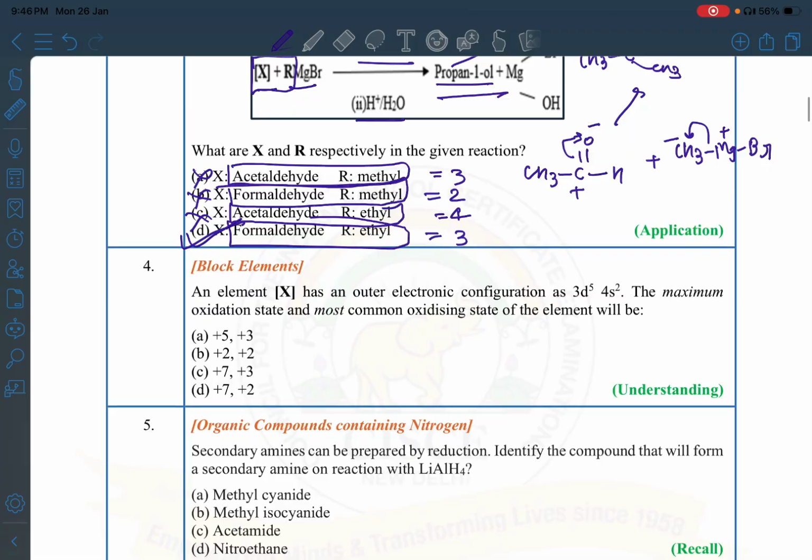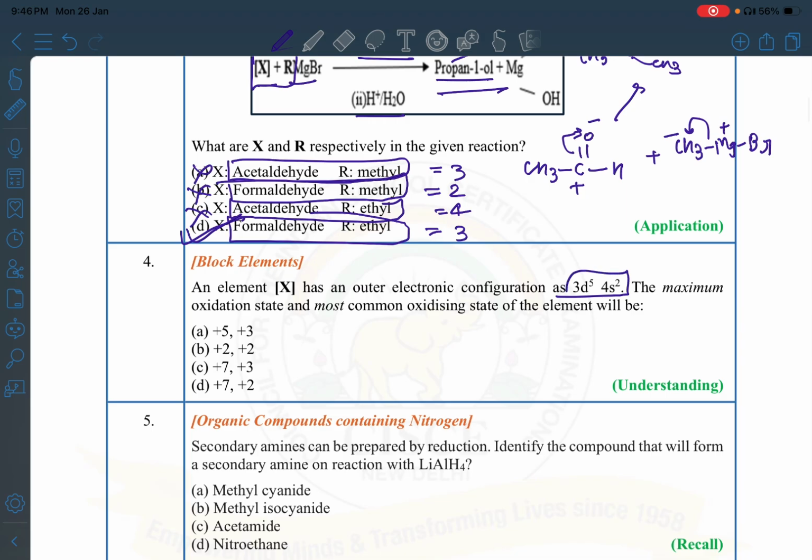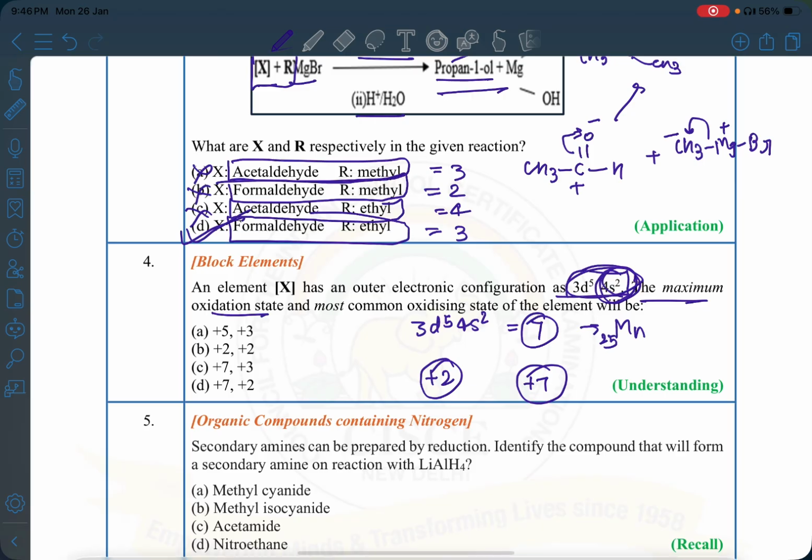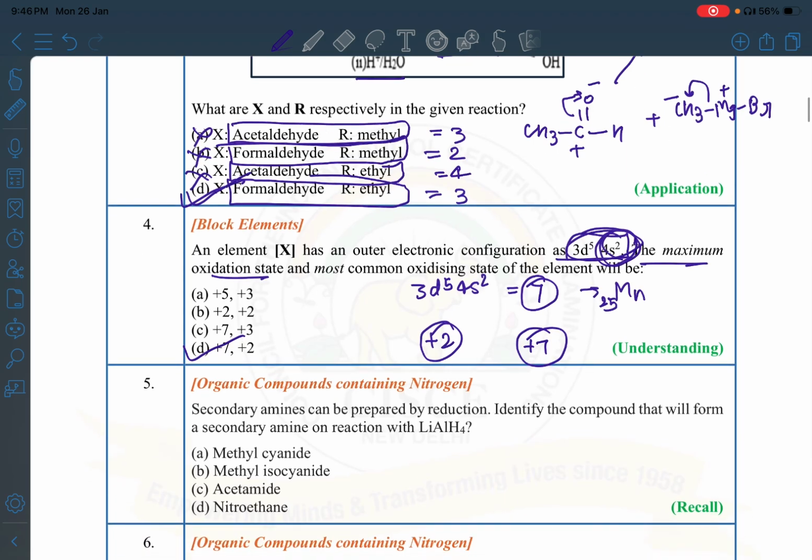Now question number 4. An element X has an outer electronic configuration of 3d5 4s2. The minimum and the maximum oxidation state for that element? Okay, if it is 3d5 and 4s2, so the total number of electrons is 7. That means it is an element having atomic number 25, which is manganese. Now, the s electrons give the lowest oxidation state, which is +2, and the total s and d electrons give the highest oxidation state, which is +7. So +7 and +2 are the stable oxidation states.